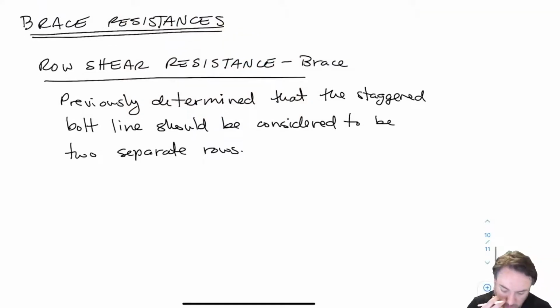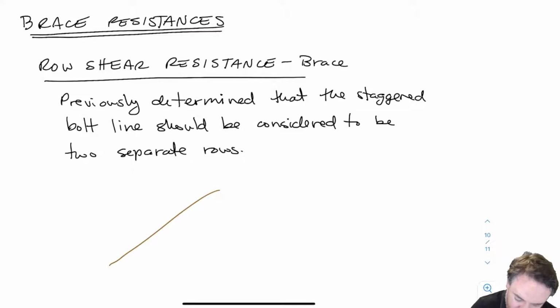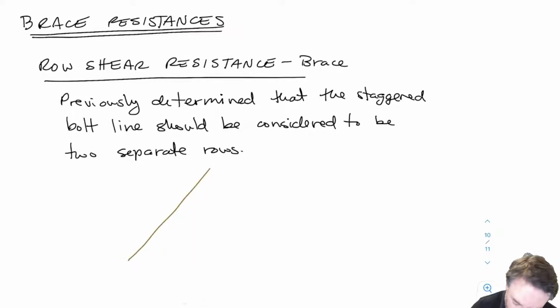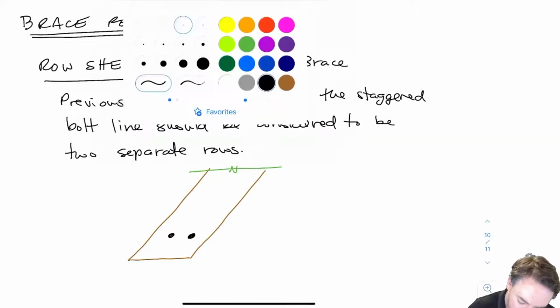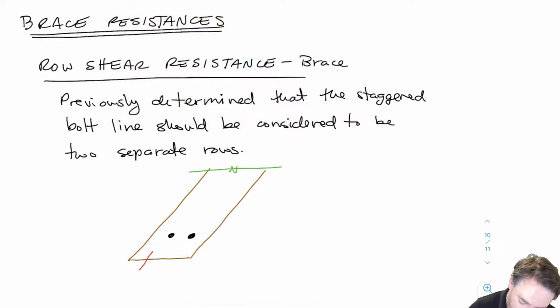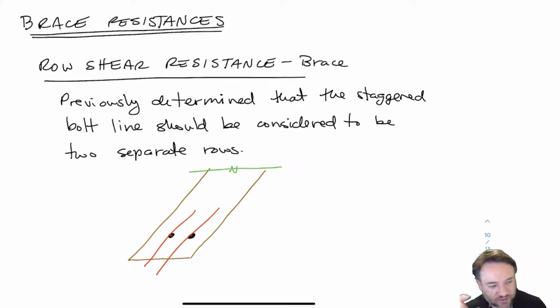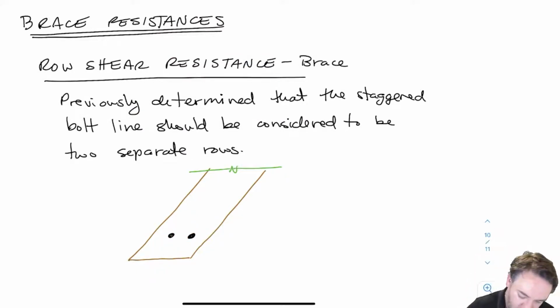Okay, so now we have to do row shear resistance for the brace. Let's remember what our geometry looks like now. Previously we looked into whether we are considering 1 row of bolts or 2 rows of bolts here, because here is our bolted layout. Based on the relative spacing of the rows and the columns, we decided that it's 2 rows of bolts.